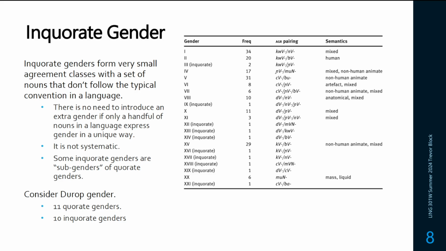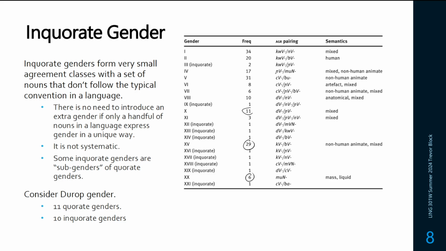Okay, some languages have what's called inchoate gender, and these are when you have a small set of exceptional words that don't follow the typical pattern. So here we're looking at a chart of Durop gender. Durop is another language, and we see 21 different genders. And out of those, 11 are quoret. That means that they follow typical patterns, and we can see their frequencies here.